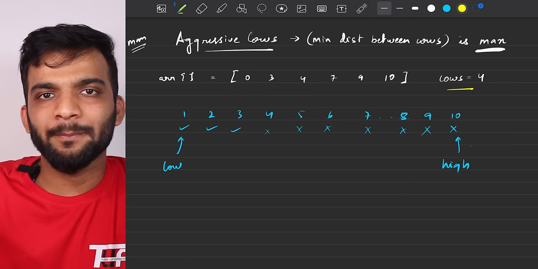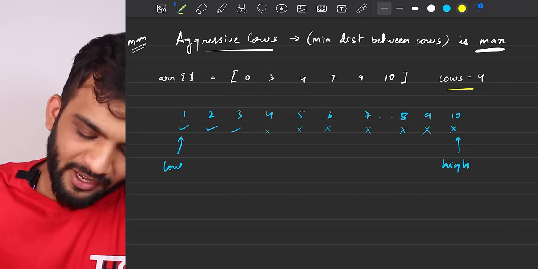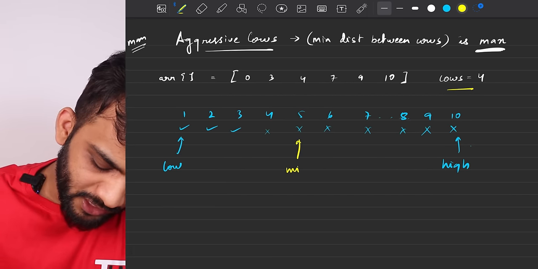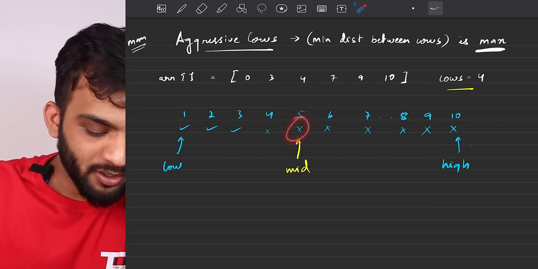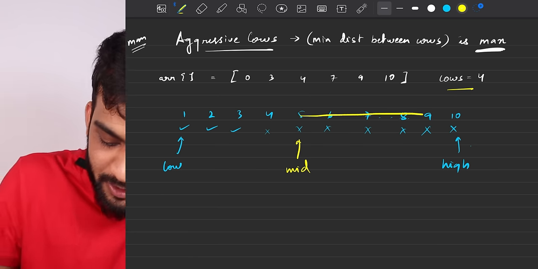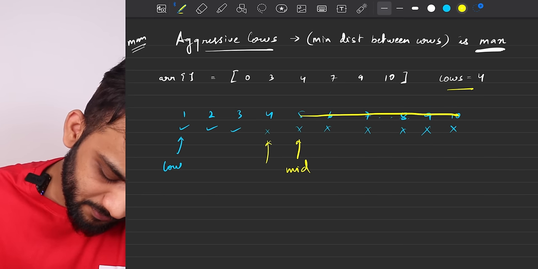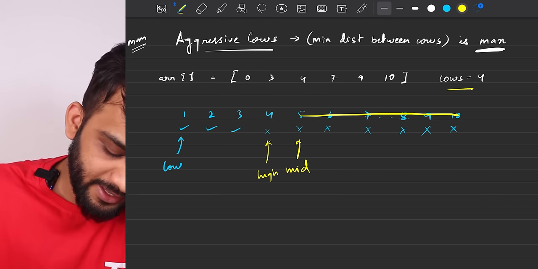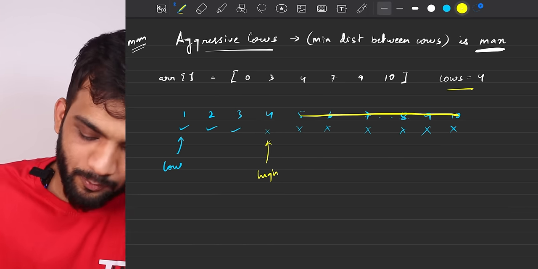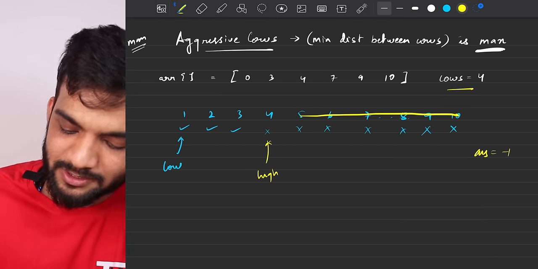If I have to figure out the mid, it is 1 plus 10 by 2, 5.5. So the mid will be 5. Is 5 possible? No. So everything on the right is also not possible? Yes. So basically the high will move to this place. Perfect. I can omit this mid. And what I can do is I can also keep an answer variable as minus 1.